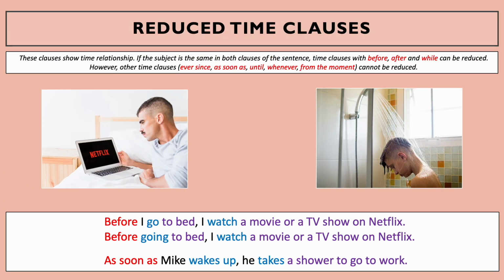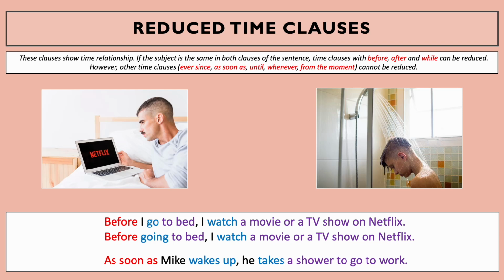Reduced time clauses. These clauses show time relationship. If the subject is the same in both clauses of the sentence, time clauses with before, after, and while can be reduced. However, other time clauses such as ever since, as soon as, until, whenever, and from the moment cannot be reduced. For example, before I go to bed, I watch a movie or a TV show on Netflix. Before going to bed, I watch a movie or a TV show on Netflix. As soon as Mike wakes up, he takes a shower to go to work.